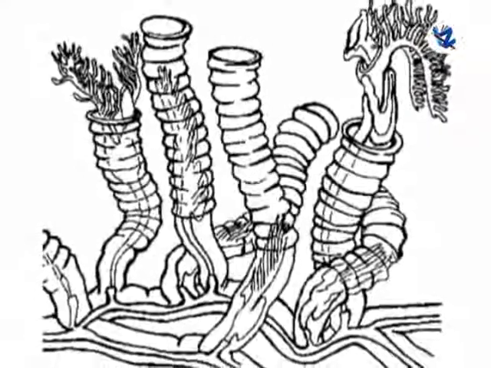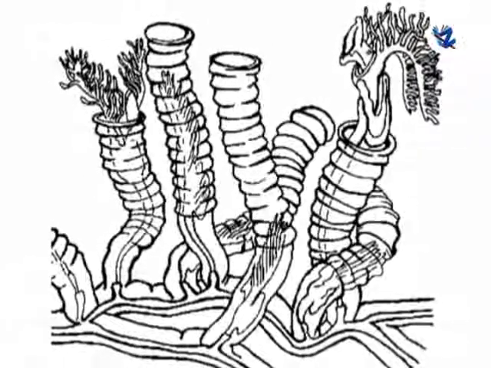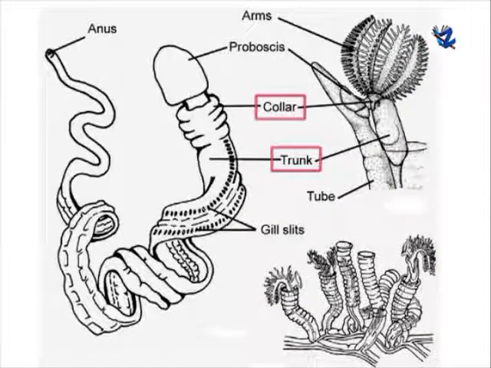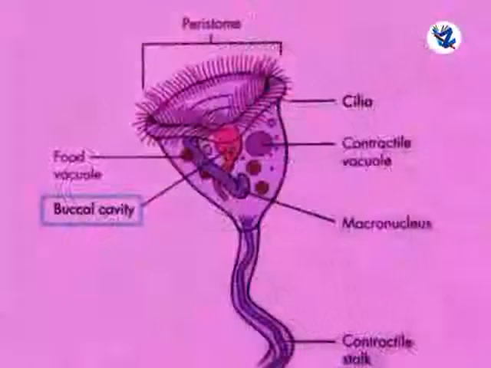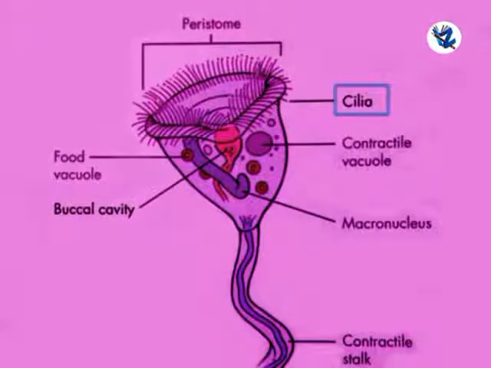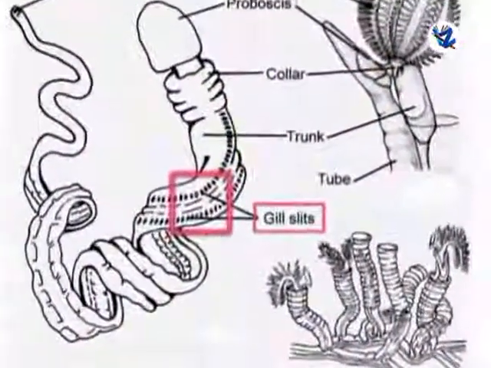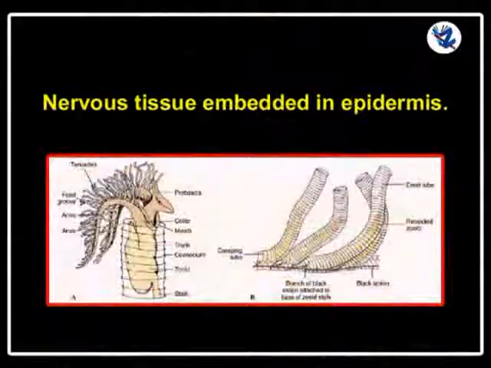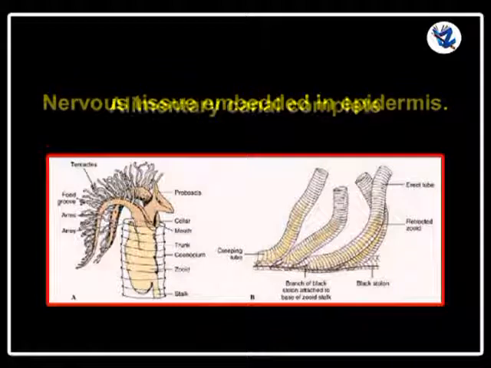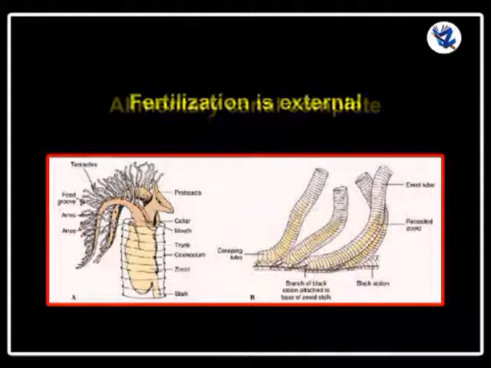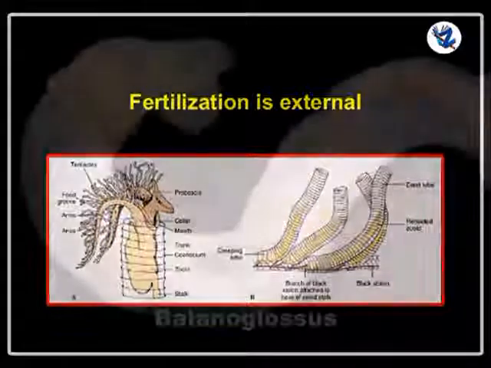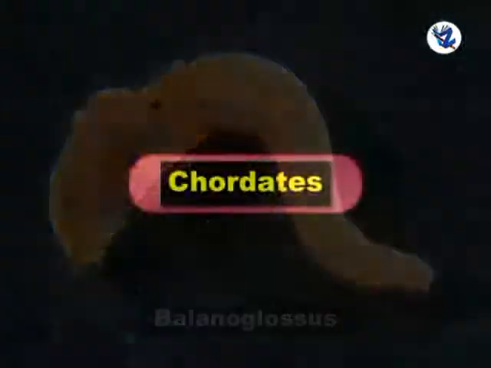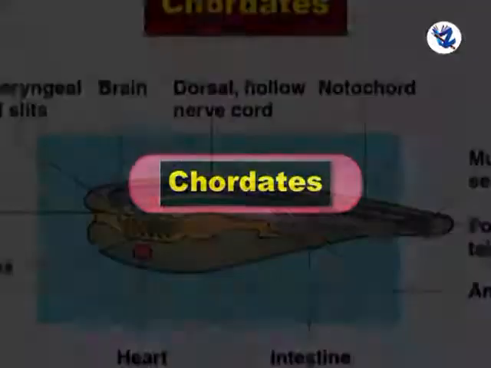Body soft, fragile and vermiform, unsegmented. Body divisible into proboscis, collar and trunk. Proboscis is used for burrowing. Buccal cavity present. Feeding by ciliary action. Respiration by paired gills. Circulatory system simple and closed. Nervous tissue embedded in epidermis. Alimentary canal complete. Fertilization external. Example: Balanoglossus, Saccoglossus.